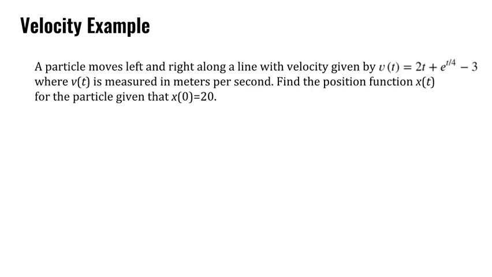Let's take a look at one last problem involving particle motion. Suppose a particle moves left and right with velocity given by v of t equals 2t plus e to the t over 4 minus 3, where v of t is measured in meters per second. We are asked to find a position function, x of t, and we are also told that the particle has position 20 meters at time 0. Pause the video to think about how you will approach this problem.